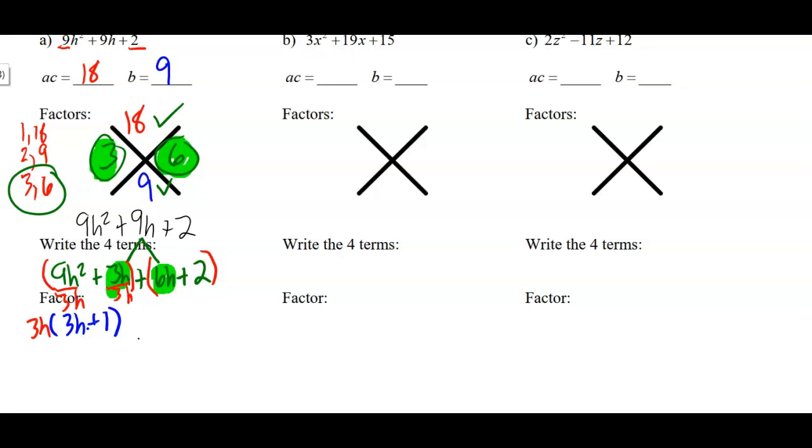Okay, second number, 2 is common. 6h divided by 2 is 3h. 2 divided by 2 is 1. So then 3h plus 1, because those are the same. And then the second factor is 3h plus 2. And then that is my factor pair.